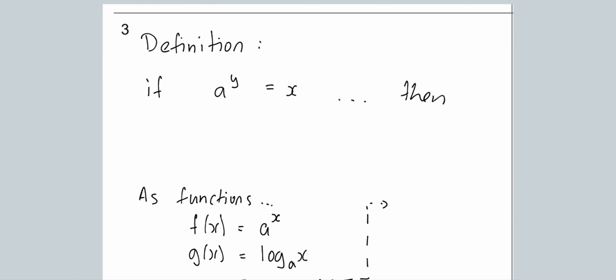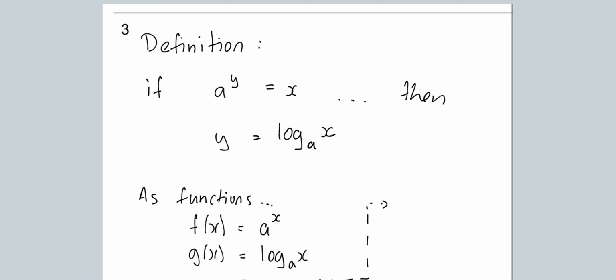So if a to the power of y equals x, this is the definition of a log, then y, the power, is equal to log base a of x. So this now gives us an opportunity to work out a power.